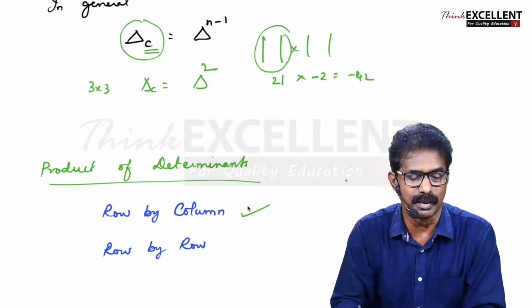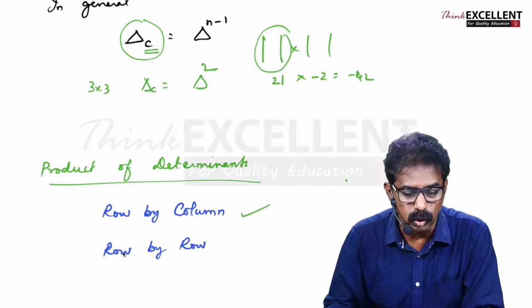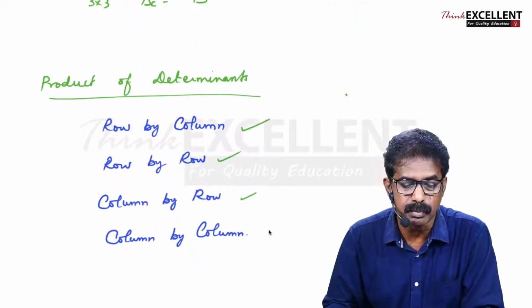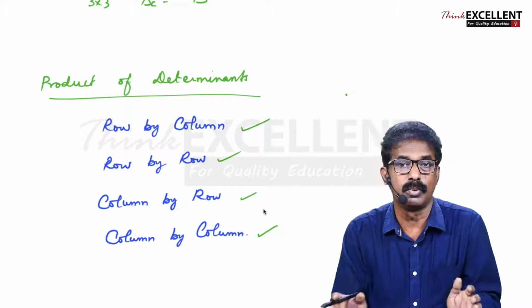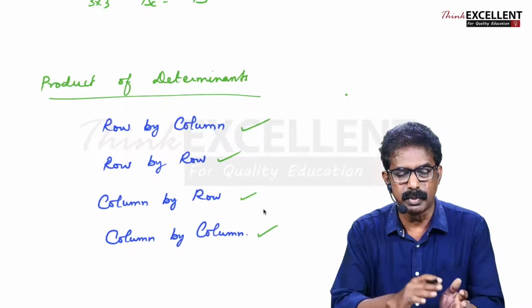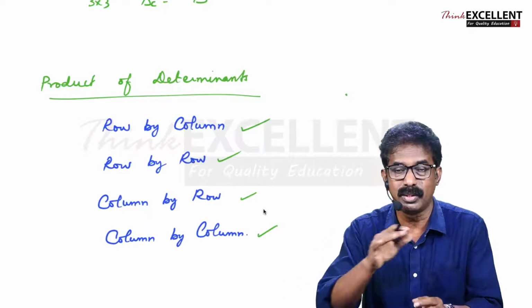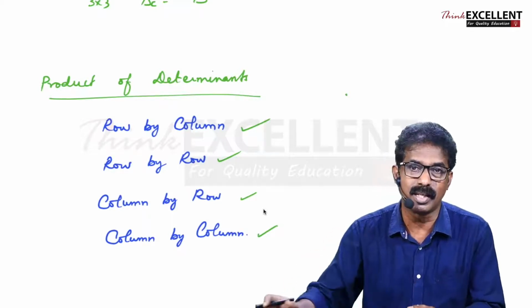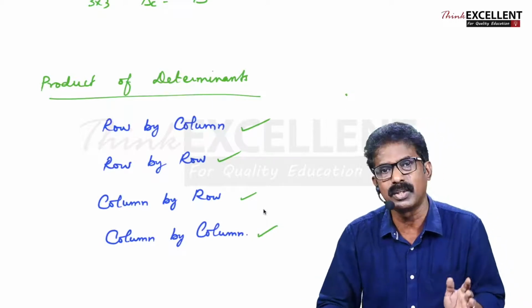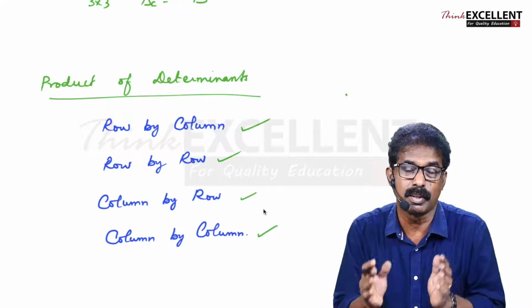Row by column, that method you can use here. Row by row method you can use. Column by row you can use, column by column you can use. Any method you use, don't simply multiply the corresponding elements. Okay. Row by column, row by row: first row into first row, first row into second row, first row into third row, then second row into first row, like that. That is called row by row. Any method you do, your answer is the same because of some important properties.